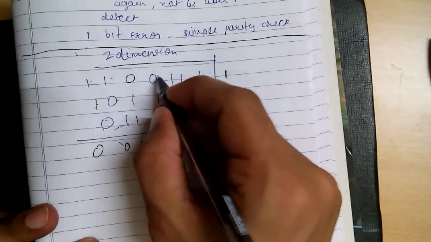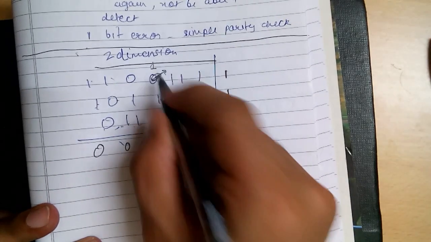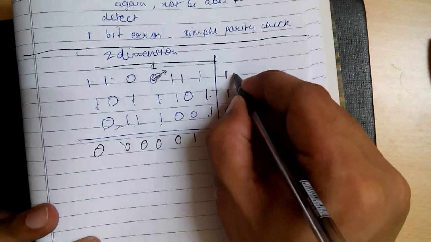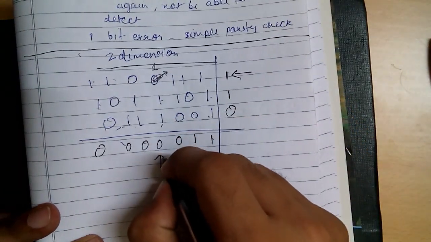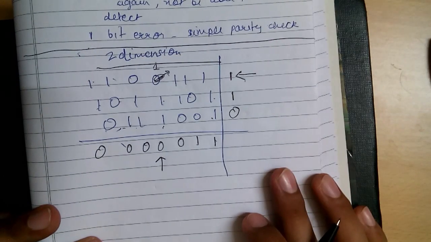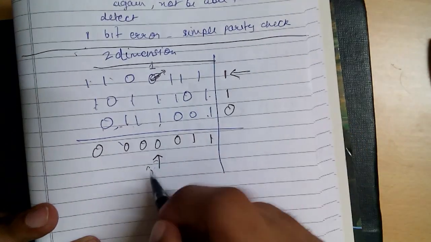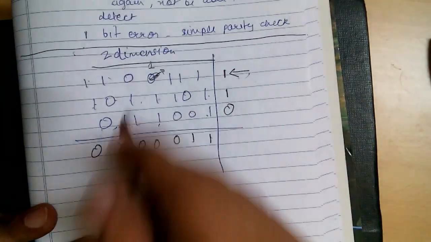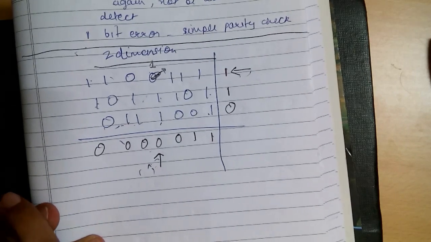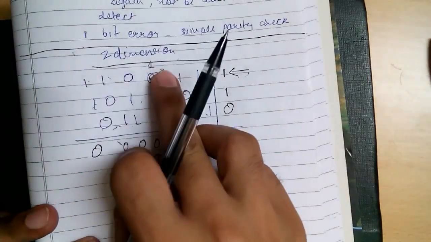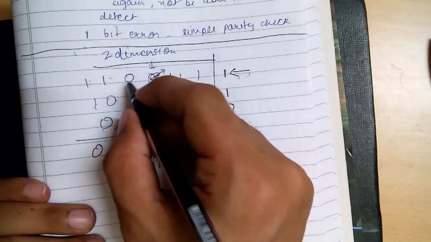As let's say if this is corrupted, this is changed to 1, then it will affect this as well as this. So it is much easier and much more accurate in pointing out that the error has occurred. And the problem in the previous one was that when 2 bits were corrupted, we were unable to detect. So let's say 2 bits are corrupted.